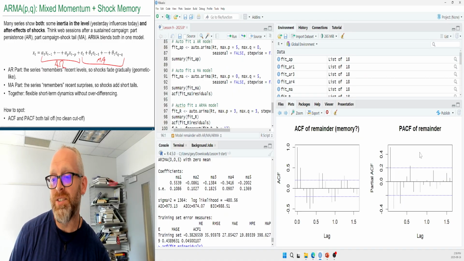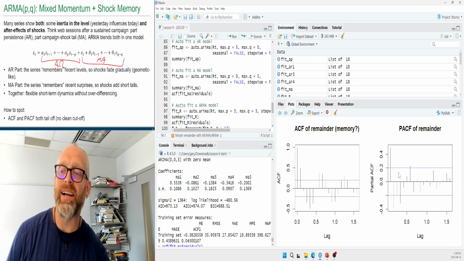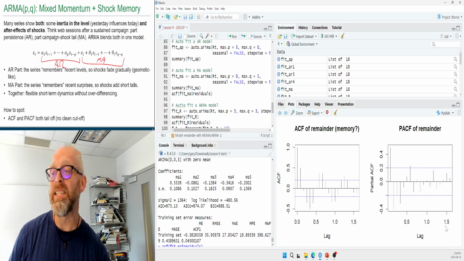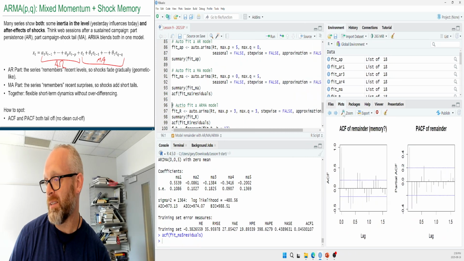If we saw this tail off and there was a clear cut on the ACF, that would tell us that I'm dealing with a moving average. If the ACF tailed off and the PACF had a clear cutoff, that would tell me that I'm dealing with an autoregressive model. Since both aren't doing either of that, they're both kind of tailing off, a combination of the two would seem appropriate at this point in time.